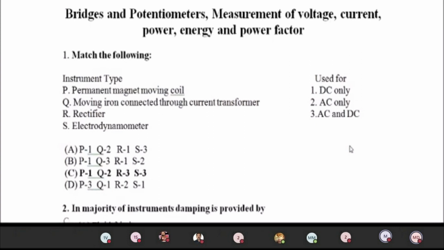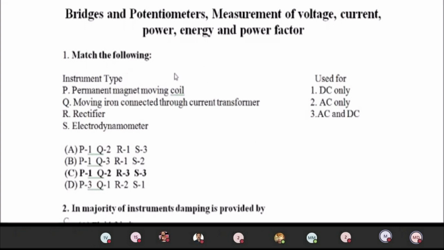In this session, we are going to discuss bridges and potentiometers, measurement of voltage and current, measurement of power, measurement of energy and power factor. So these are the topics we are going to discuss in this session. And we are mostly going to see the numerical part, which may appear in the examination. Okay, we can move on to the first question.